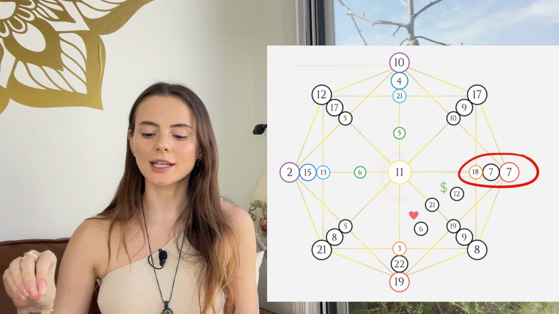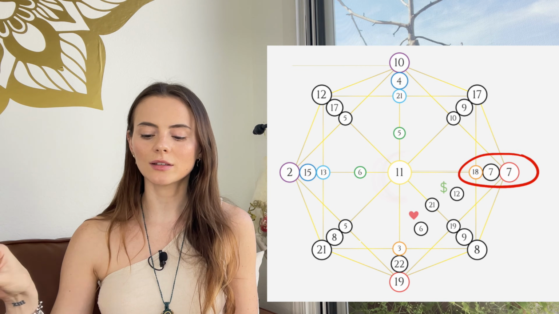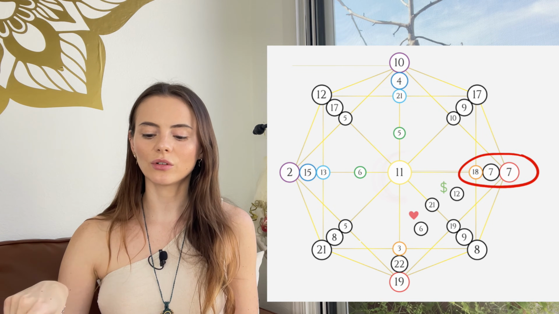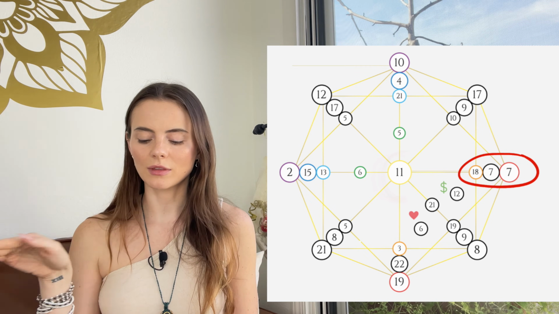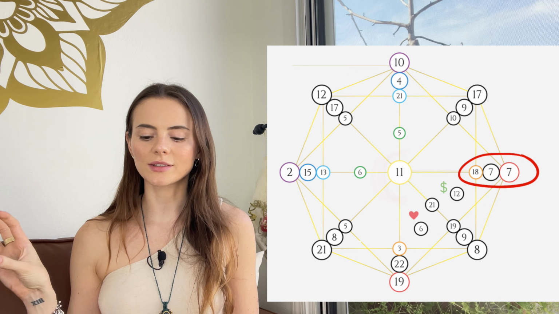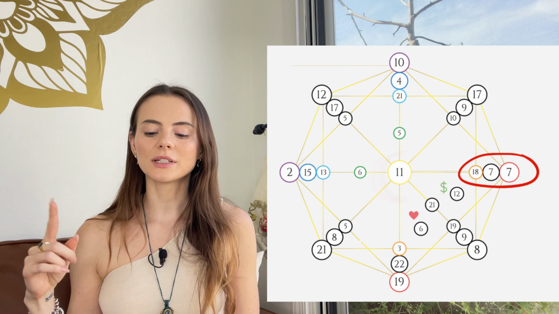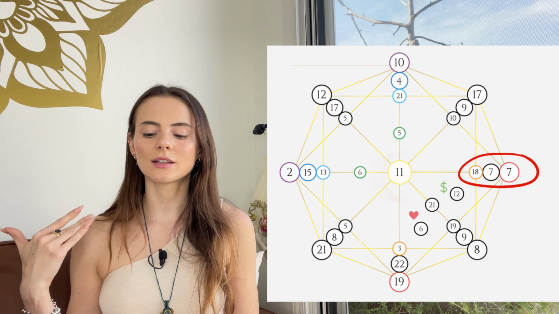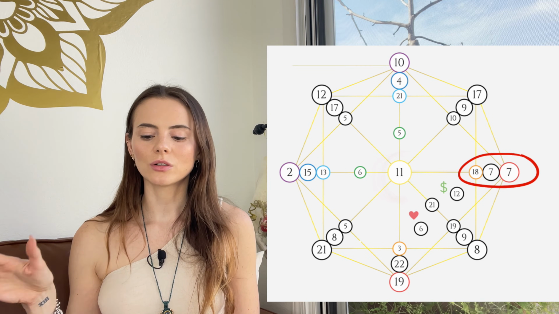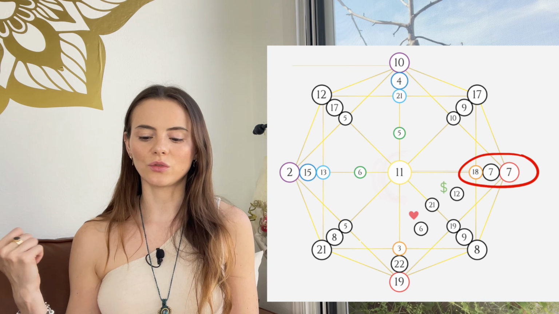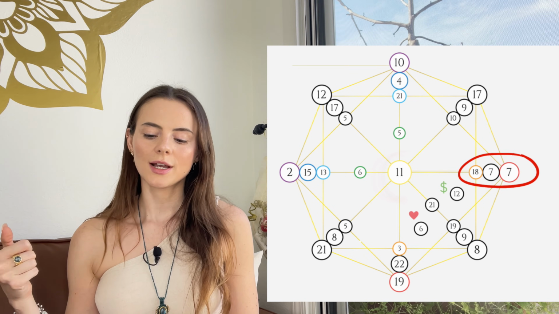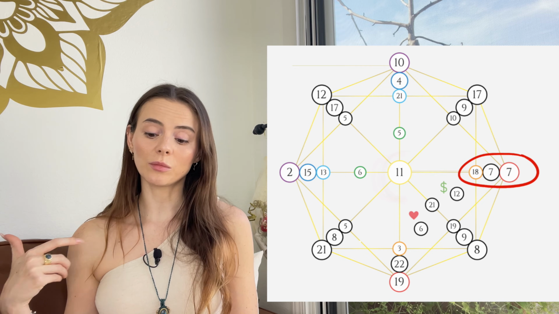The 3 energies on the very right corner, in this case 18, 7, and 7, 18 in the orange circle, and 7 at the top, the very right one, in the red circle. These 3 are basically your finances and what you were doing financially in your past lives. This is something that can be helpful if you really want to understand your financial situation.